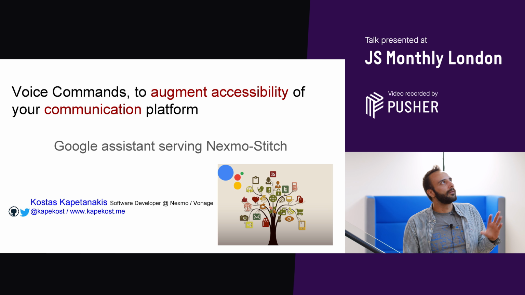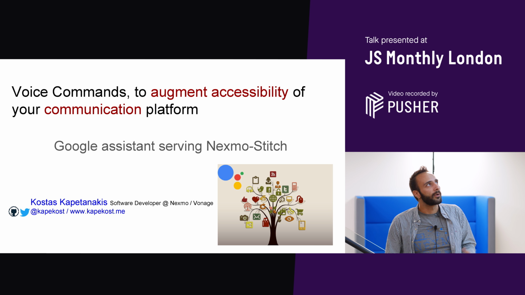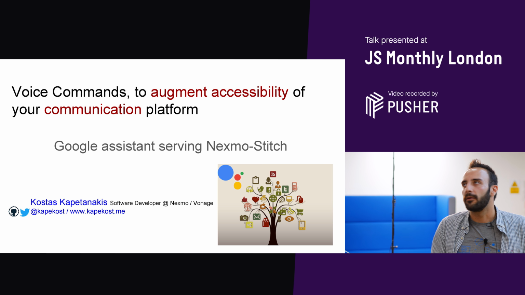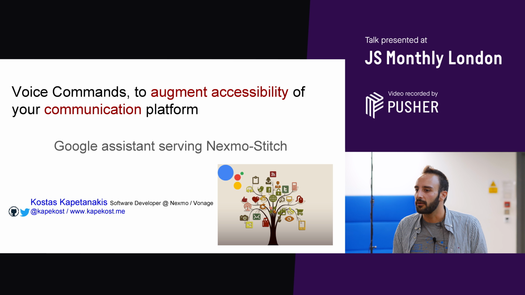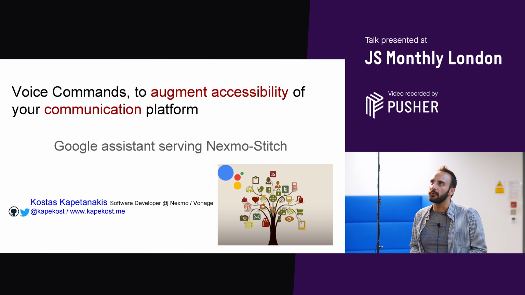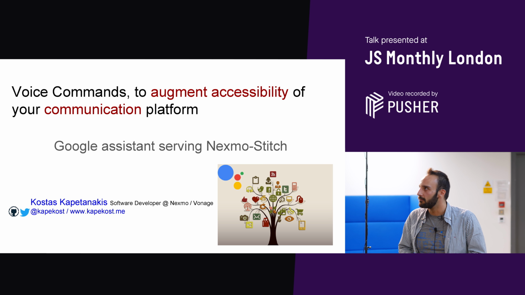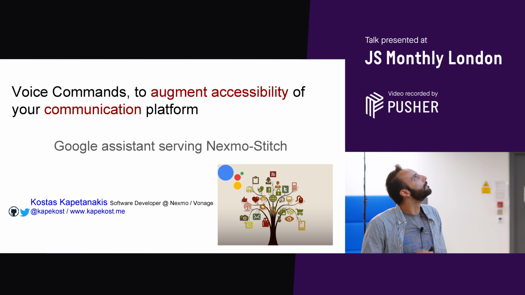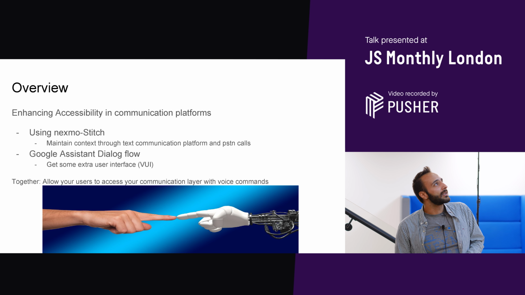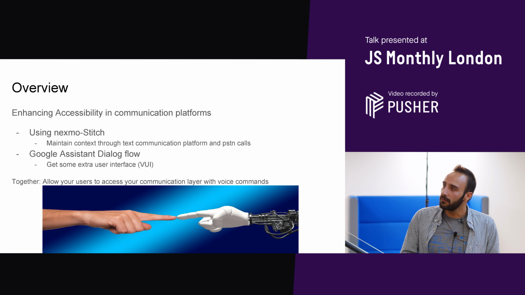So we are going to integrate two stuff here, two products. The one is a sample platform that we have for conversation and communication in general, with Google Assistant to help us to provide one extra step of accessibility. So we're going to talk about the nexmo-stitch. That's the product that I was referring to.